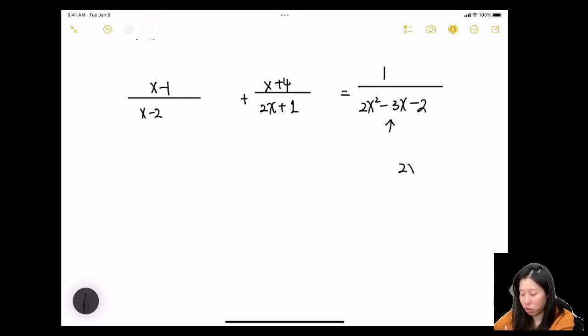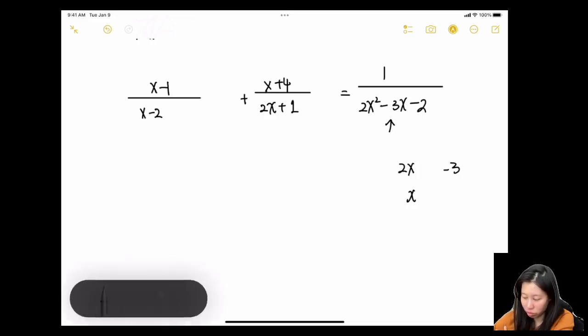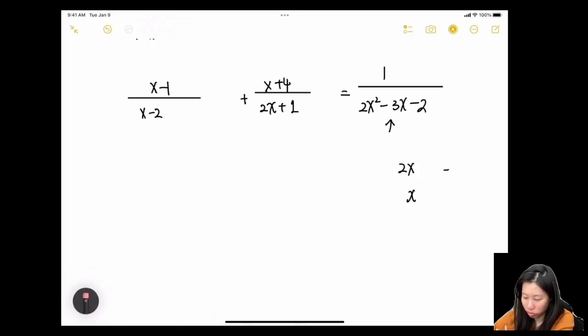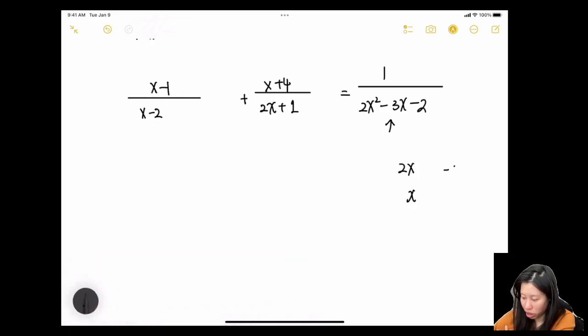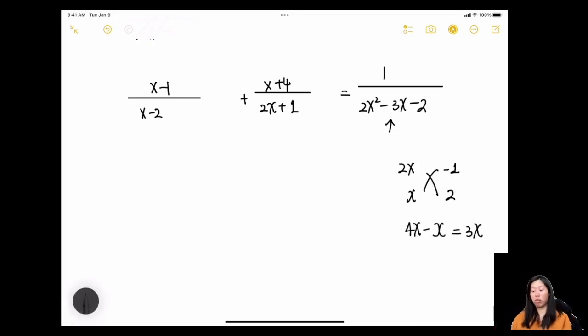So we should have 2x and the x, negative 3, no, negative 2, or maybe 1, yeah, negative 1 and 2. So cross multiply it, we have 4x minus x, which is 3x. Okay, close but not true, because we want negative 3, right?